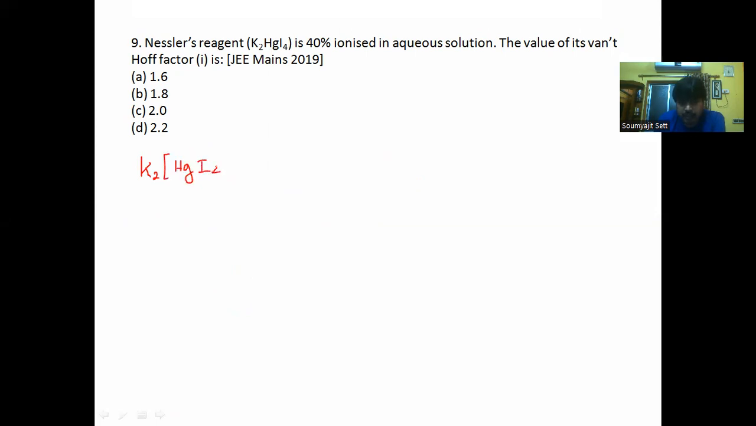K2HgI4. From there we will get 2K+ plus HgI4 2−. So here the total number of ions is 3. We can write n is equal to 2 plus 1, that is 3. Total number of ions is 3.